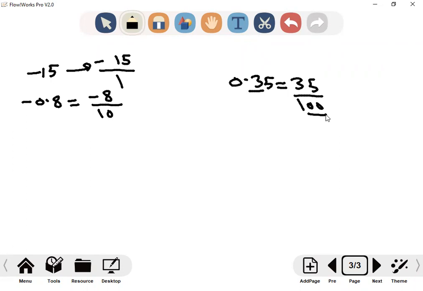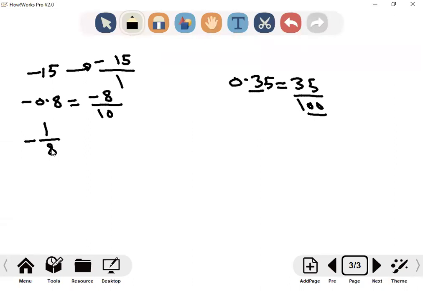But how about negative 1 over 8? It's the same. This is important. Now negative 1 over 8. The negative is for what? For 1 or 8 or the whole fraction? This negative here, is it for 1 or 8 or the whole fraction? Yes, it's for the whole fraction.